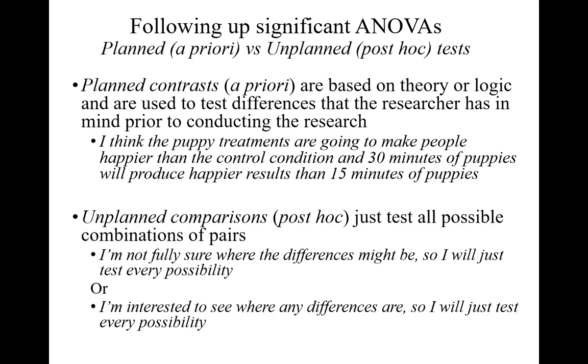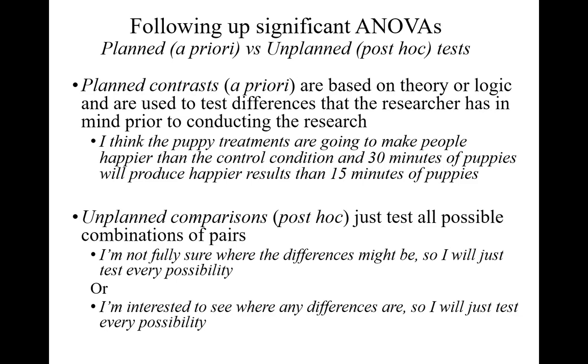And then I also think that the 30 minutes of puppy therapy will produce better results than the 15 minutes of puppy therapy. So basically we're saying that the control group is going to be worse than the other two groups put together, and then the 30 minutes is going to be more effective than the 15 minutes in affecting our happiness scores. That's an example of how you might go into a study and expect a certain outcome.